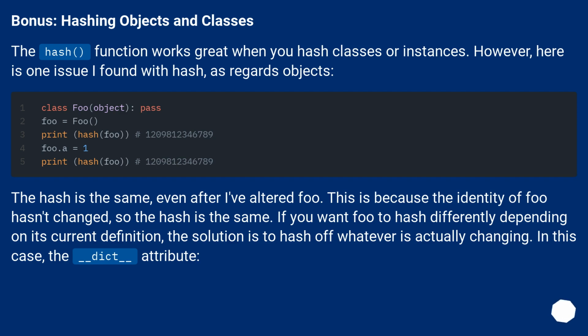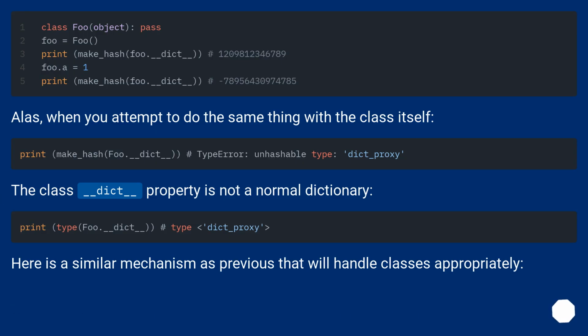If you want foo to hash differently depending on its current definition, the solution is to hash off whatever is actually changing. In this case, the __dict__ attribute. Alas, when you attempt to do the same thing with the class itself, the class __dict__ property is not a normal dictionary. Here is a similar mechanism as previous that will handle classes appropriately.